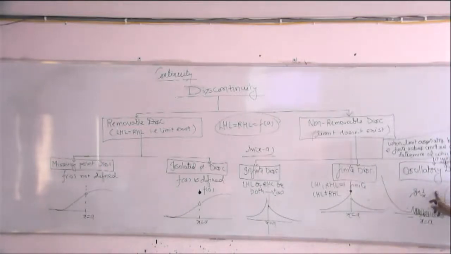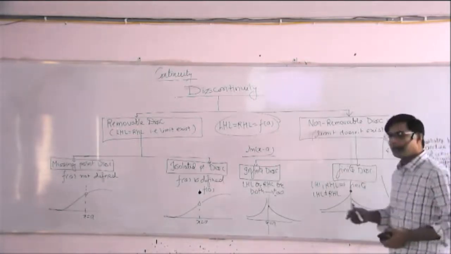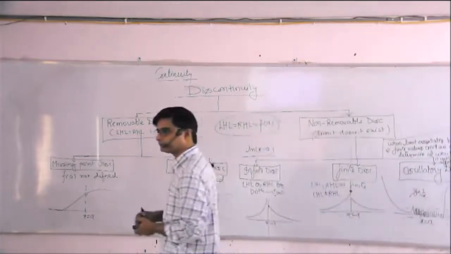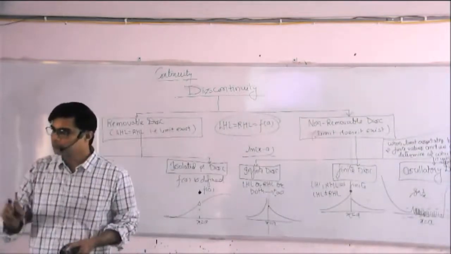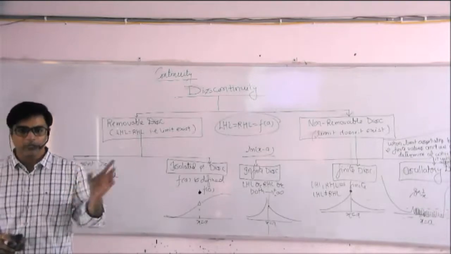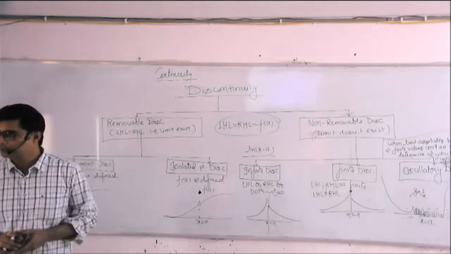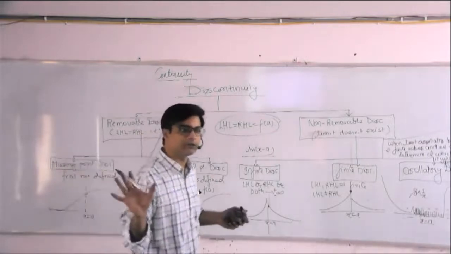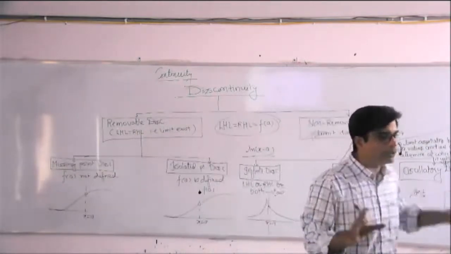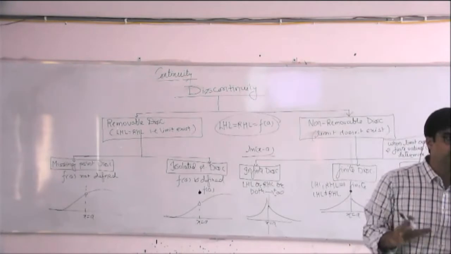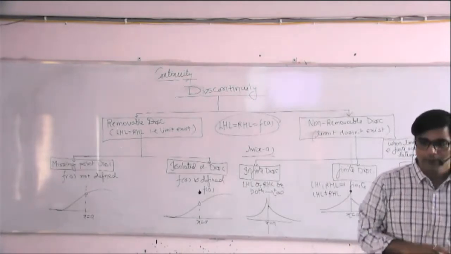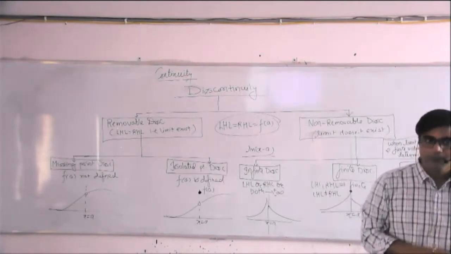Oscillatory, sine 1 by x. Again, 1 by x, where it is standing I don't know. If I want to make it approach a particular value, again my function will change or not. The equation of the function will change or not. So again a new function. Now it is not what? Removable. It is not removable. Yes or no? But let's come to here.